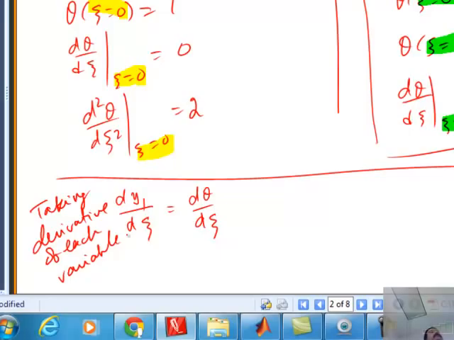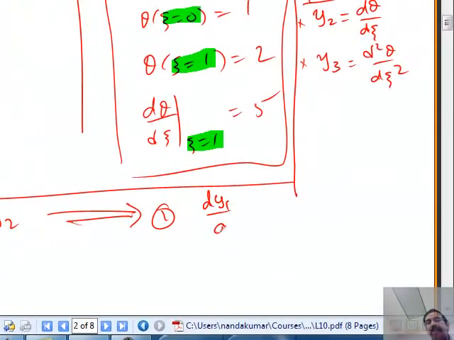Okay, so dy1 d psi is the same as d theta d psi, but what is d theta d psi? It's the same as y2. So from this one, I get my first equation. The first equation simply says dy1 d psi is equal to y2, which is going to be my first function. I need to get three functions so that I can write the function file that can be used with either ODE 4.5 or BVP 4C. Any questions on that?